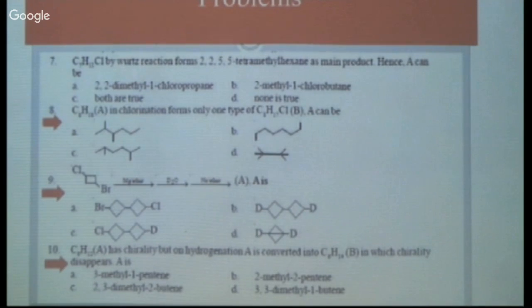It is not B. In B there are so many types. A also has so many types of hydrogen. You see here there are 2 methyls here. There is 1 methyl here. There is 1 carbon here. C is also not it. That is the option left actually, no? See how D? Why D?